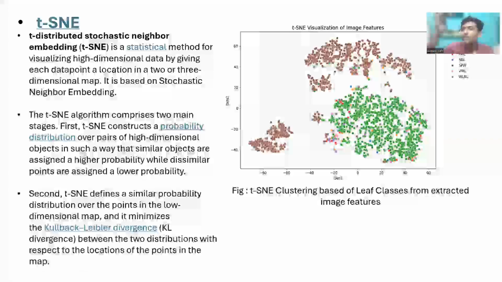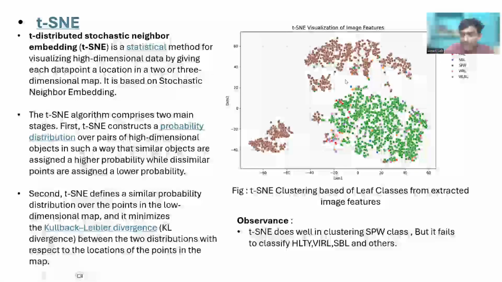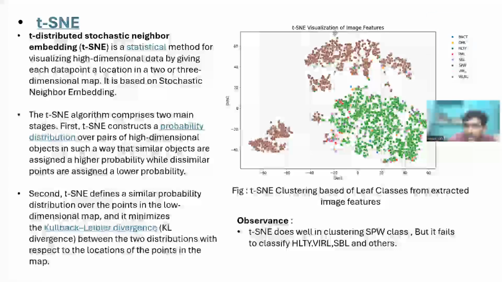So according to the feature vectors we have extracted and the TSNE distribution, it clusters. It does well in clustering this SPW class. If you look at this legend here, it does well in clustering the SPW class and healthy class, but the rest of the classes it is not able to. It fails to separate the viral class and PML class from the healthy class. So yes, TSNE does well in clustering the SPW and healthy classes, but it fails to cluster or classify between healthy, viral, SBL, and the rest of the classes.